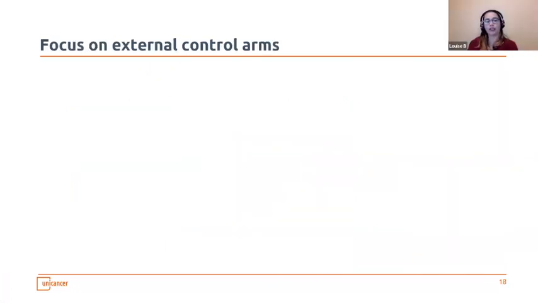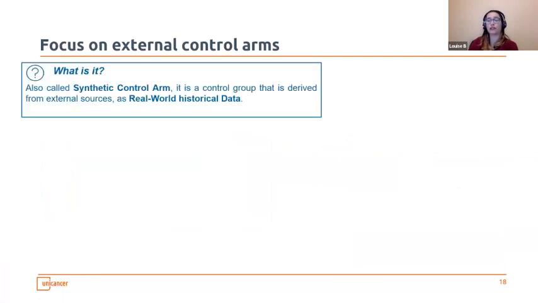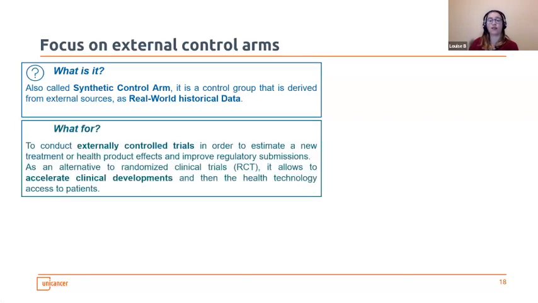Thank you. We are going to do a small focus on external control arm. So what is it? Also called synthetic control arm, it's a control group that is derived from external sources, such as published data, previous clinical studies, or population-level databases, such as real-world historical data. What for? To conduct externally controlled trials in order to estimate a new treatment or health product's effects and improve regulatory submissions. As an alternative to randomized clinical trial, it allows to accelerate clinical development and then the health technology access to patients.